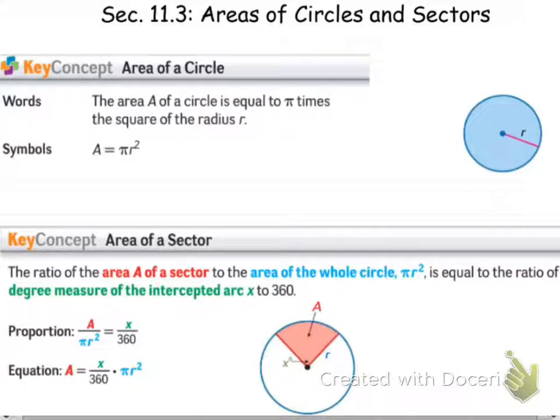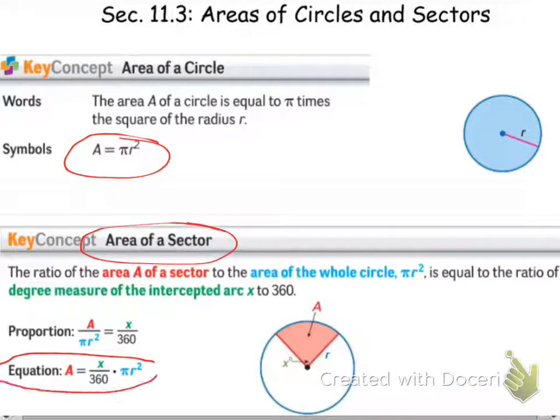Okay, so let's start with areas of circles. Okay, y'all have used this formula before. So you've got your area equals pi r squared, obviously r being the radius. Okay, so that should be easy. This next part is something we haven't talked about, but we have talked about something similar to this. So here we're talking about area of a sector, and we've seen something similar to this when we talked about the arc length.